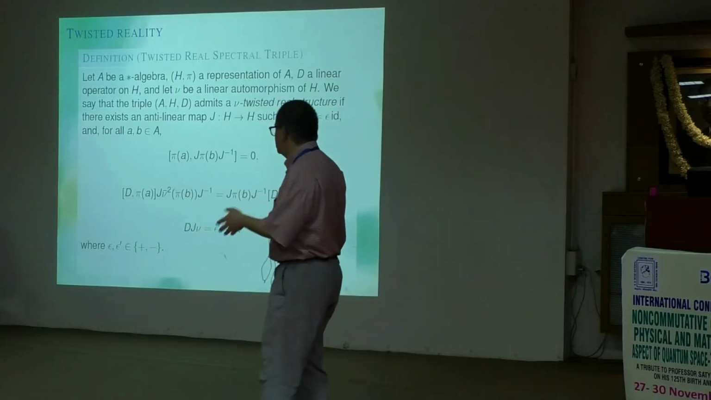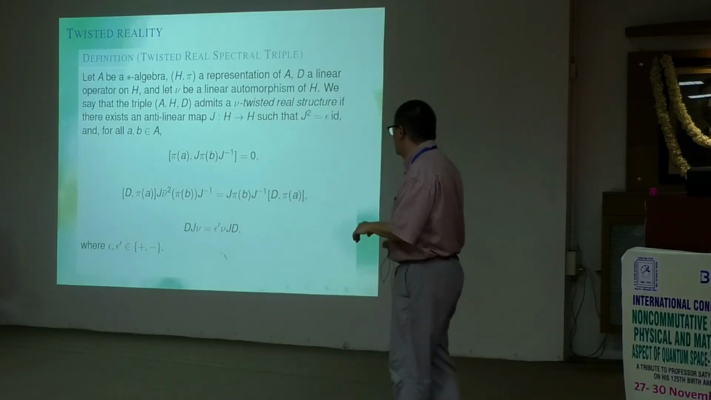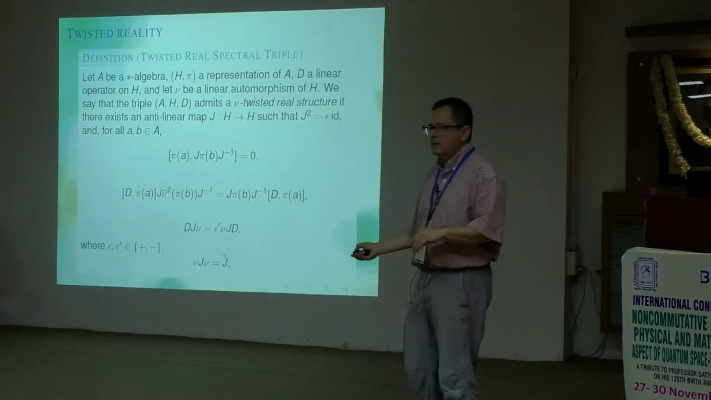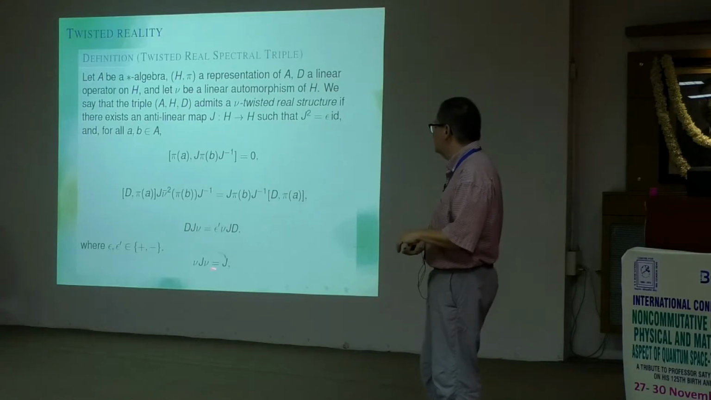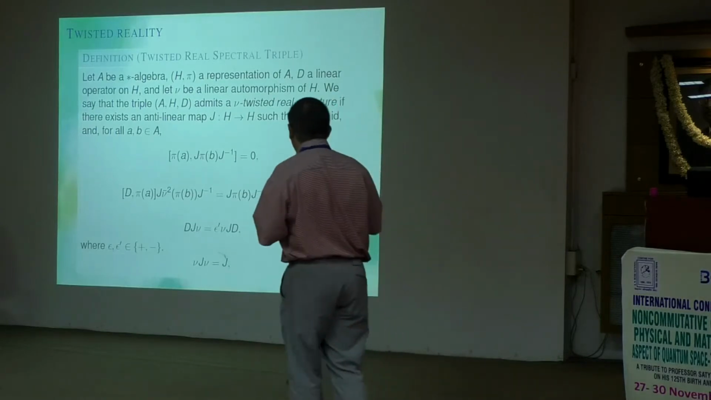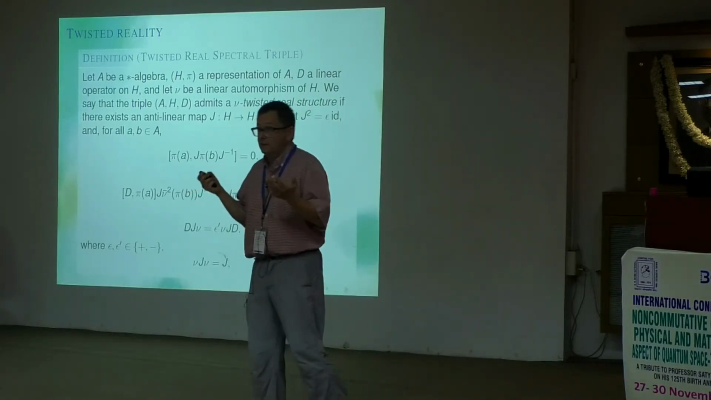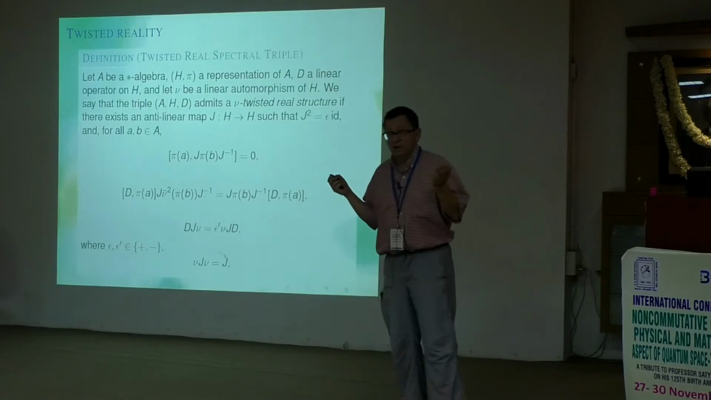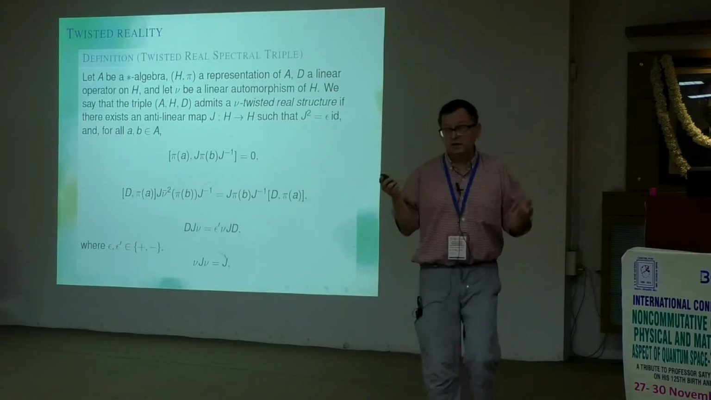So dj nu is plus or minus epsilon nu jd. And there's a compatibility condition between j and nu alone, which is j nu j nu is j. Okay, so this is the definition. And now, of course, you can put whatever definition you want, but you need to make sure that this definition is not empty.